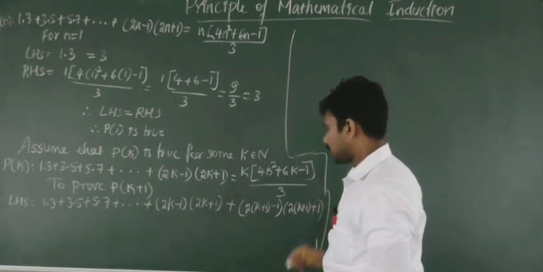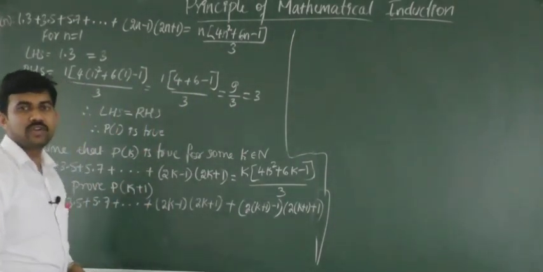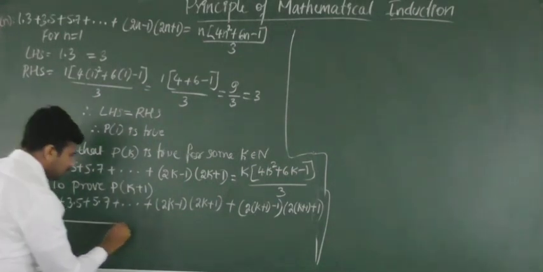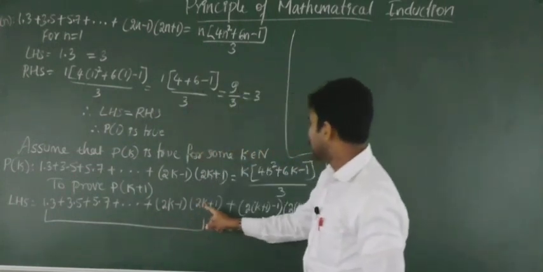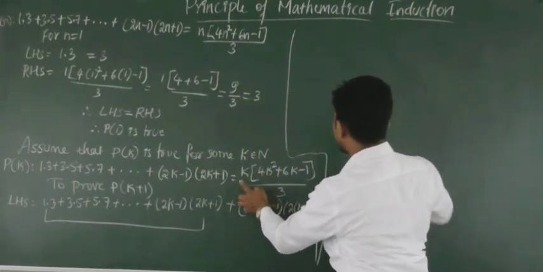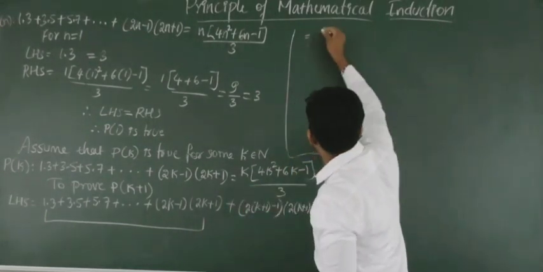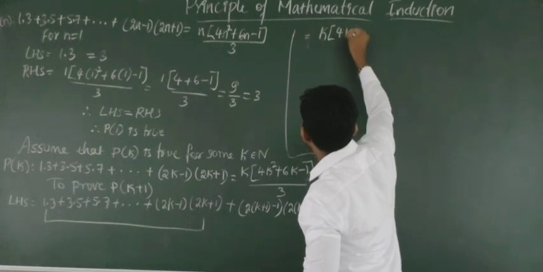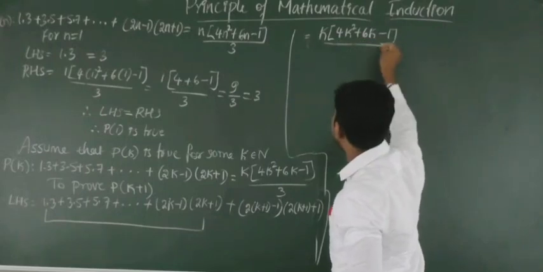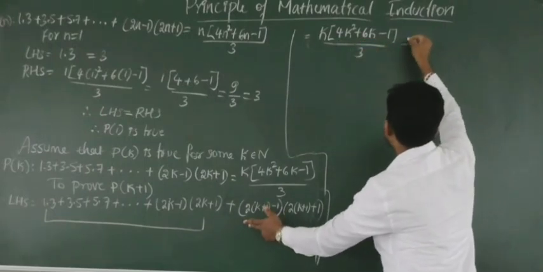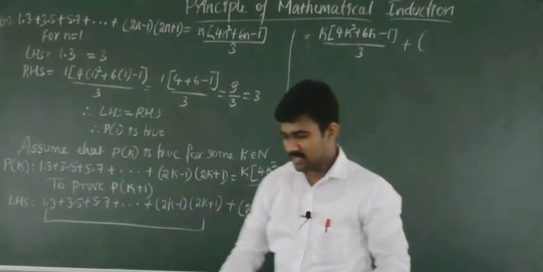Okay, like this. So this is the left hand side of the statement when n is equal to k plus 1, and in that we can observe the value of the first k terms, which we already assume. By our assumption, that is equal to k into (4k square plus 6k minus 1) whole divided by 3, plus the k plus 1 term, that is 2 into k plus 2 into 1.